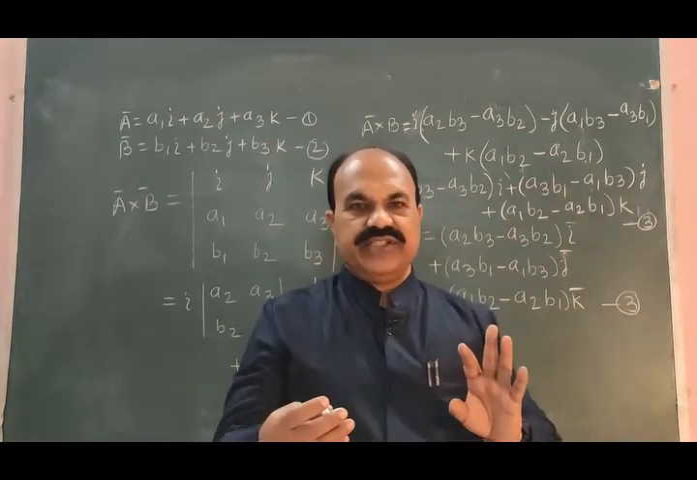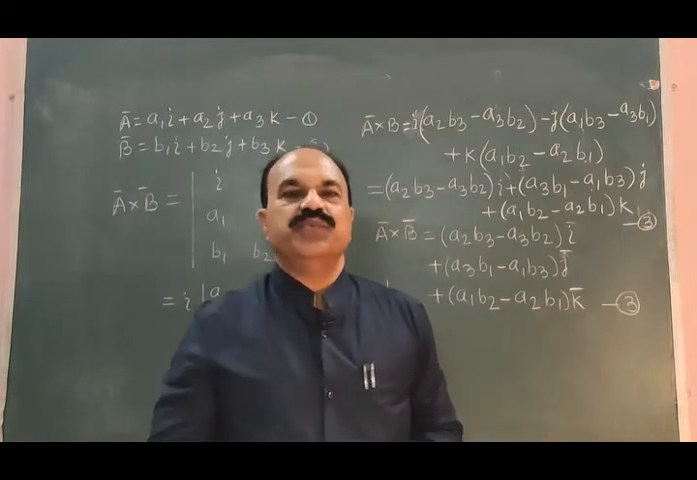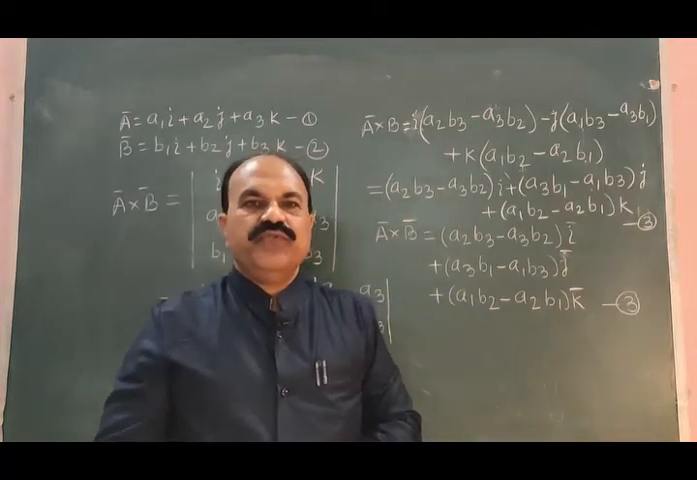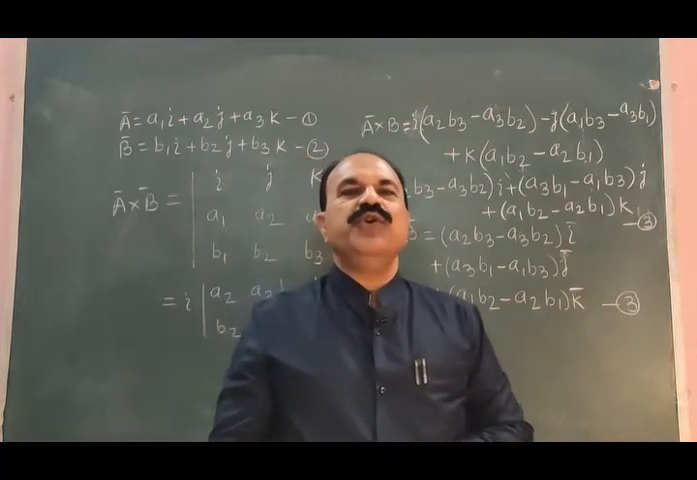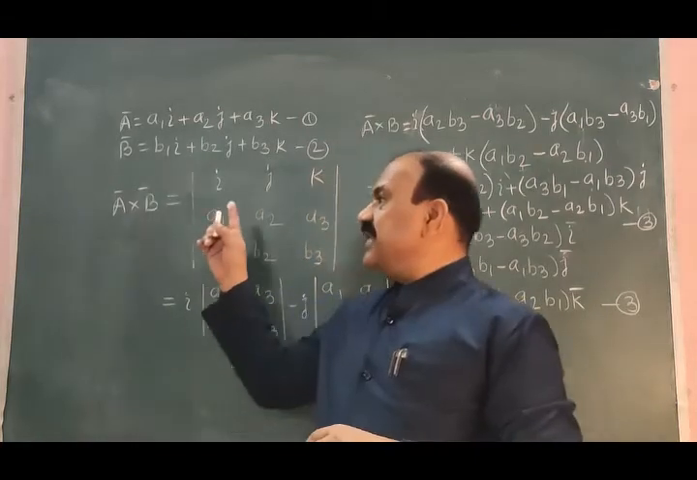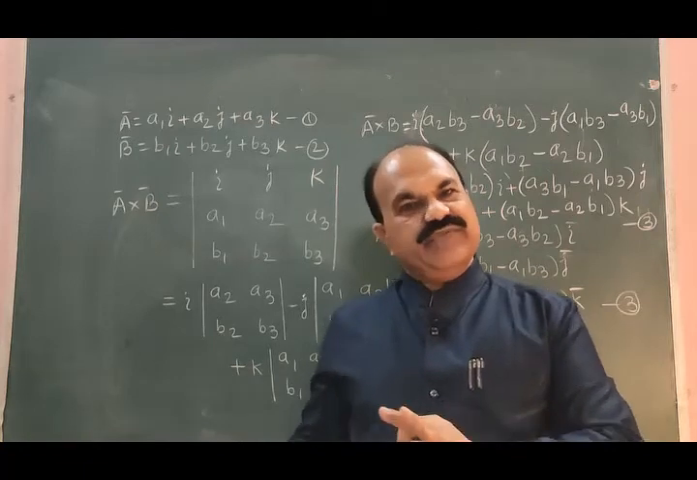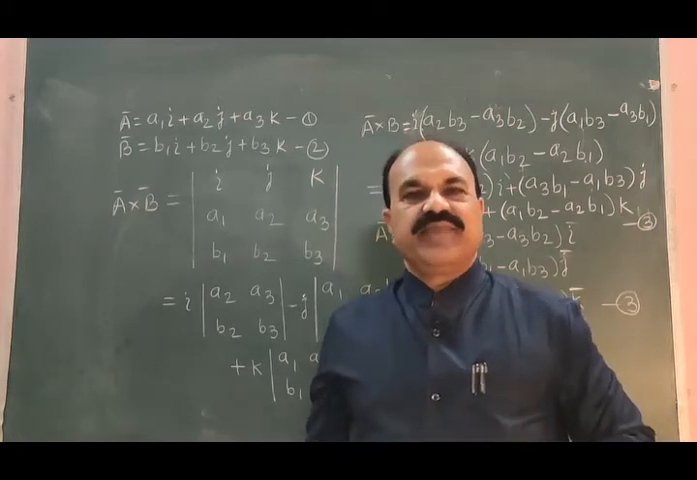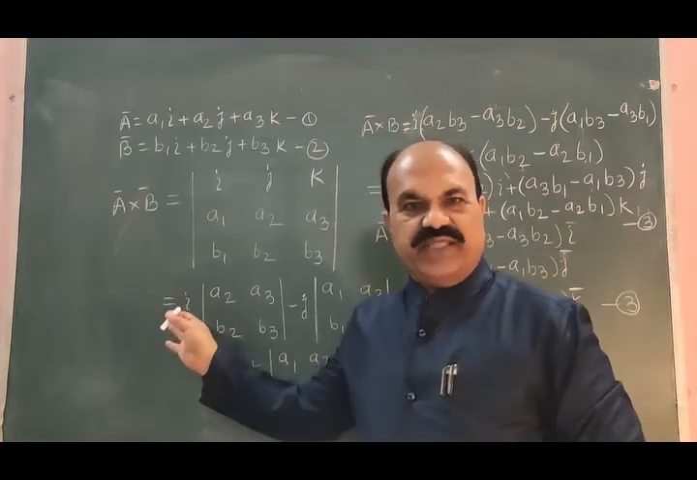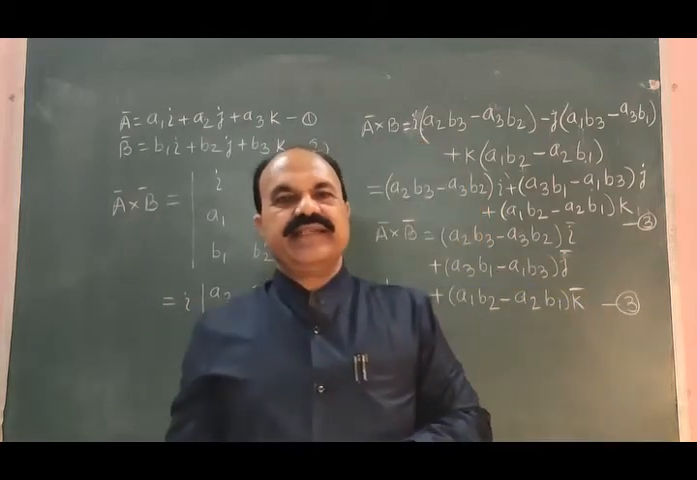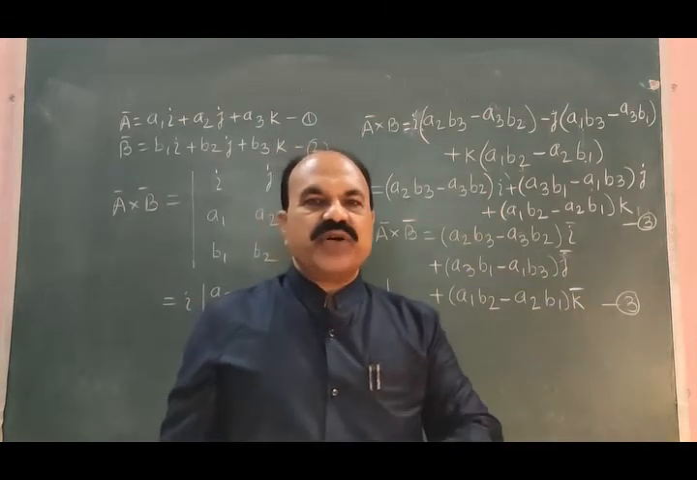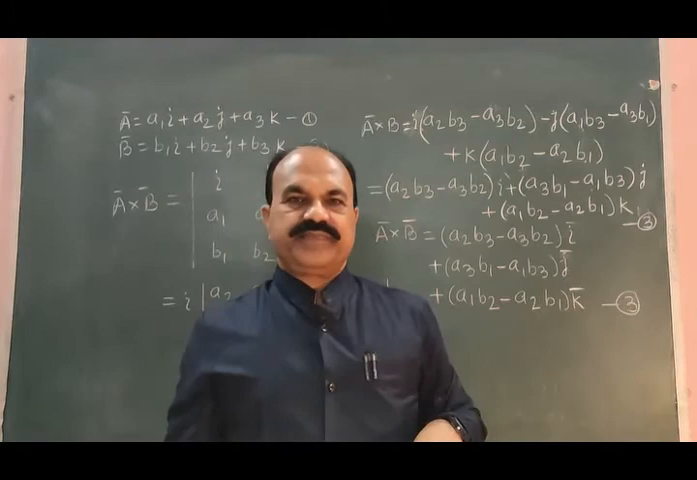So it is up to you which method you want to use. This is the determinant method, a very short, very easy method. If you want, you can use this method to get the cross product of two vectors.